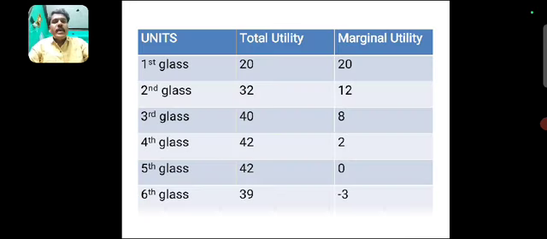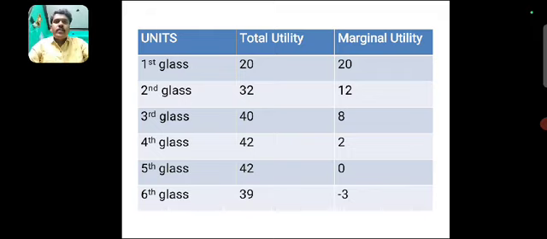The table helps to understand the law of diminishing marginal utility. The left side of the table includes units. The center of the table indicates total utility, and the right side of the table expresses the marginal utility.